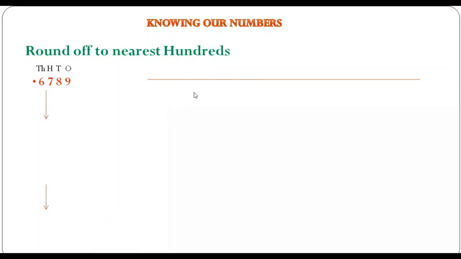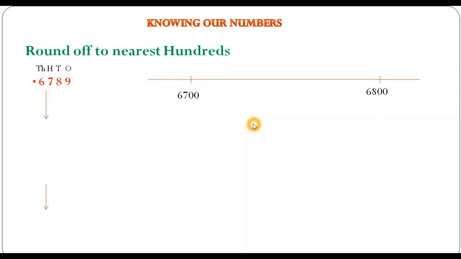On the number line, if you plot 6,700 and 6,800. Because you could have said that 6,789 lies between 6,000 and 7,000, but you could have said that when we were rounding it off to the nearest thousands. Right now we are rounding it off to the nearest hundreds, so we will have to consider the hundreds place. Based on the hundreds place, we have to see what are the two numbers between which this number lies. So it will be 6,700 and 6,800.